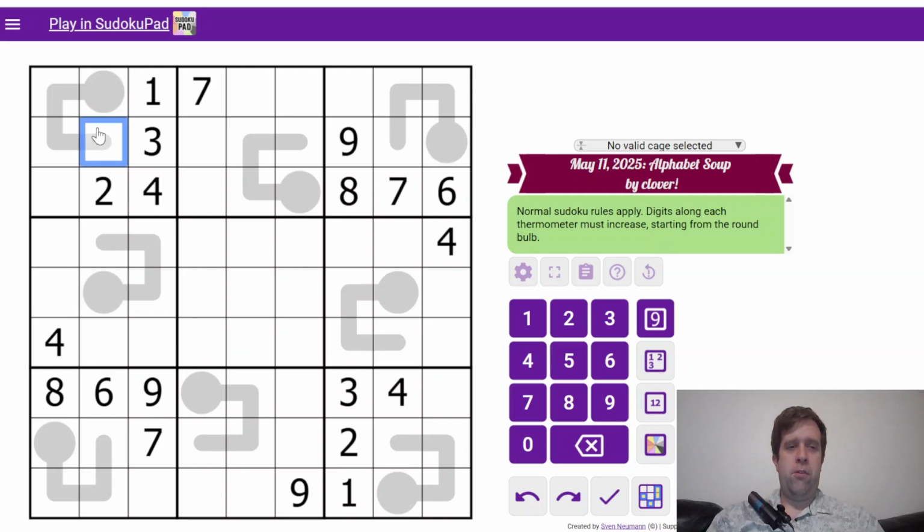So, in box one, where does 9 go? 9 can only go at the end of a thermometer because how else would we increase from it? And because I have a 9 here, it means 9 can't go there. So 9 has to go here. And this is 5, 6, 7, 8.